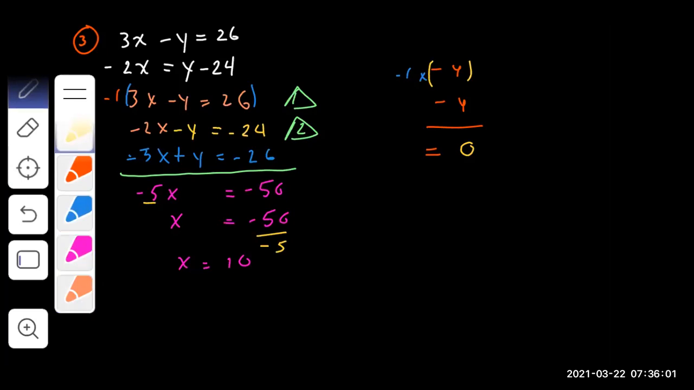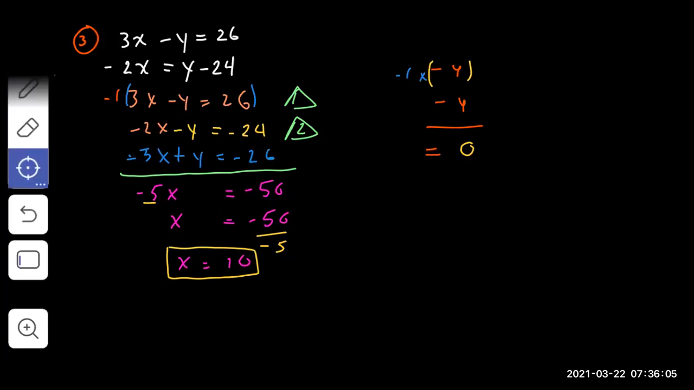Okay, but don't worry. Thank you very much. This is the value for x. And then it's almost done. How do I find the value for y? You can substitute, guys, in either equation, the first one or the second one.